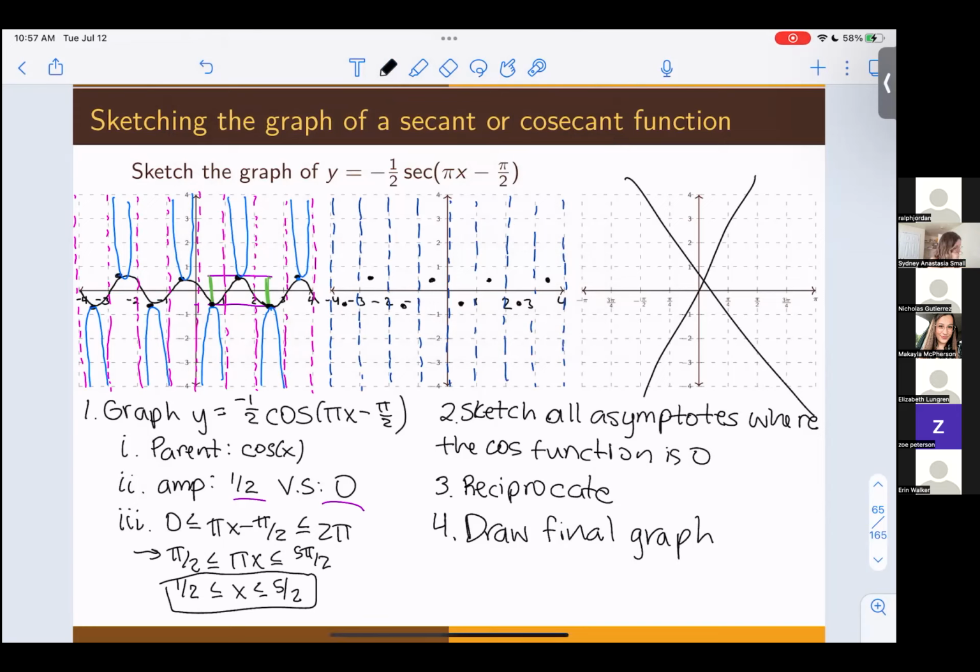Okay, and now we just sketch in our curves like they were over here. We know which direction they go depending on the interval, because it was a high or low point of our cosine function over on the left. So we have those. Cool.